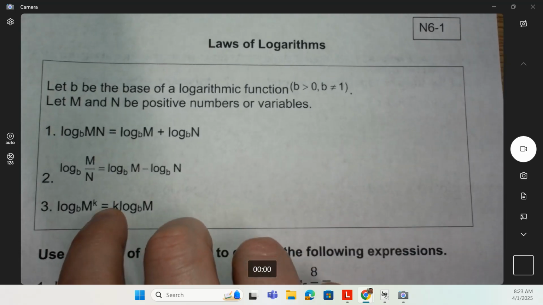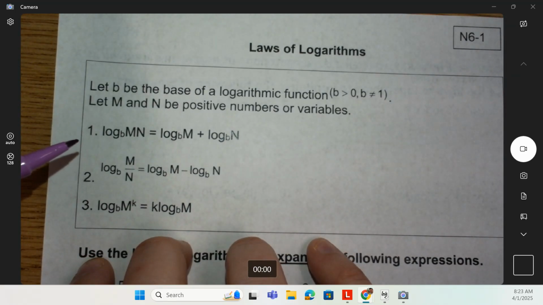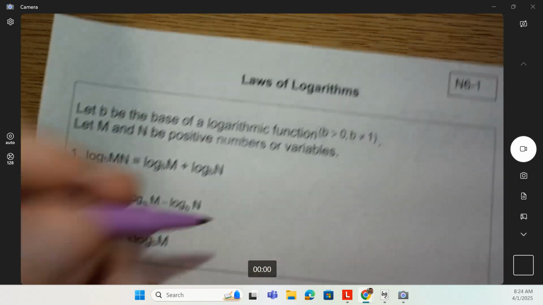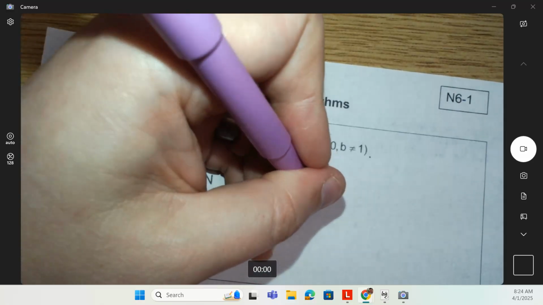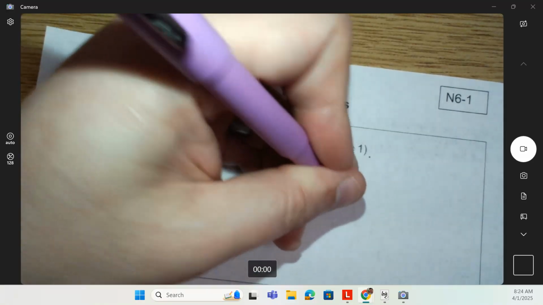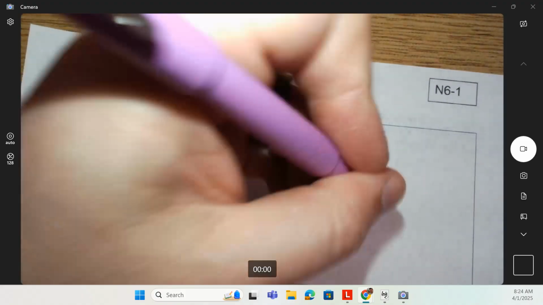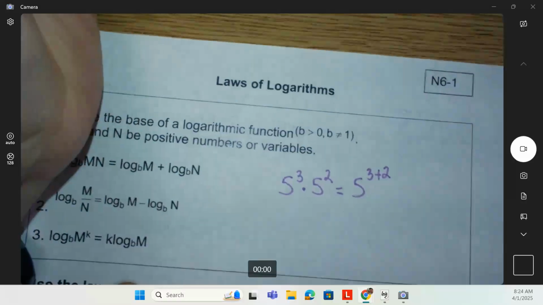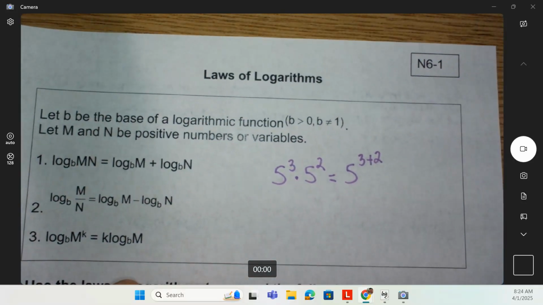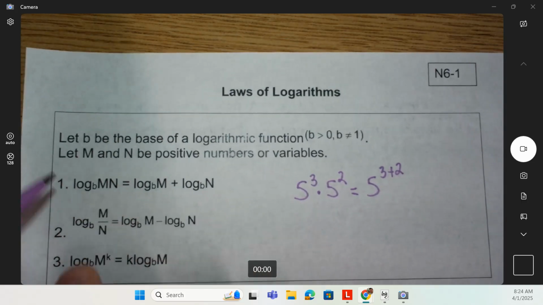So, looking at our three rules here, you're going to notice these are very similar to our power rules. If I was doing 5 to the third power times 5 to the second power, then it's going to equal 5 to the 3 plus 2 power, or 5 to the fifth power. So this is similar in that fact.